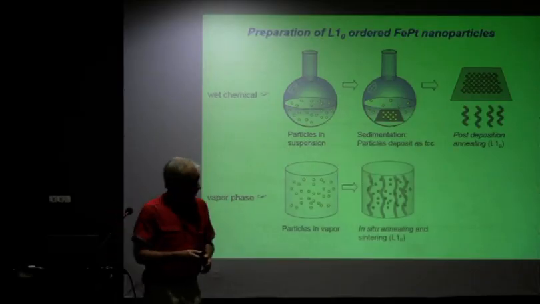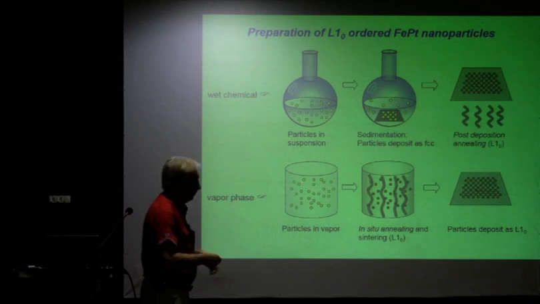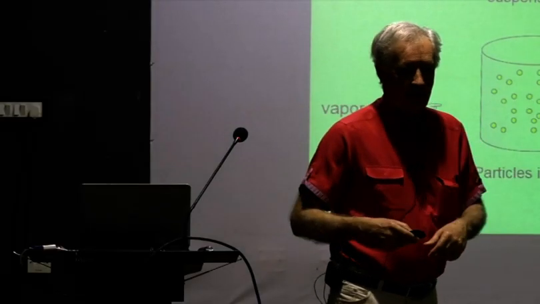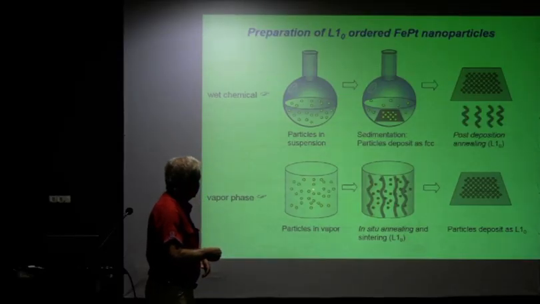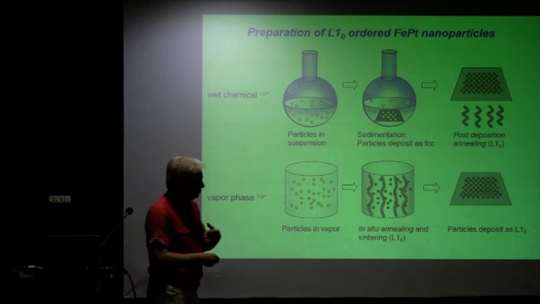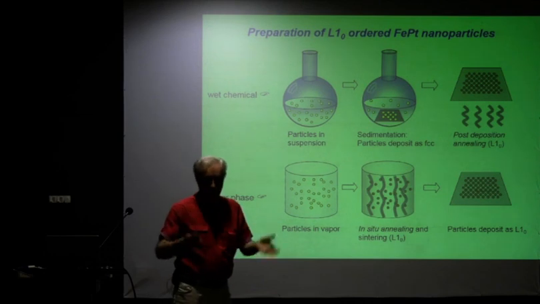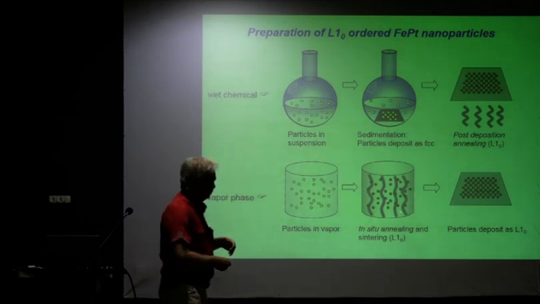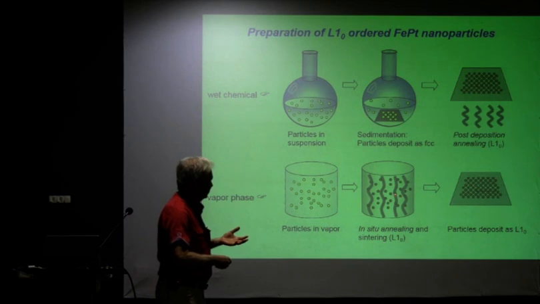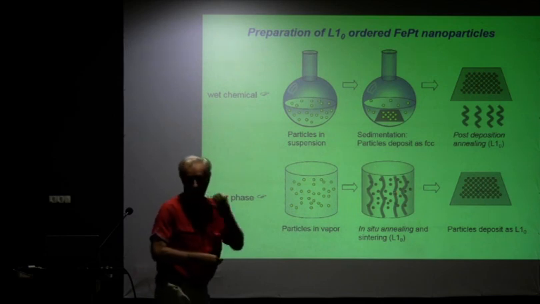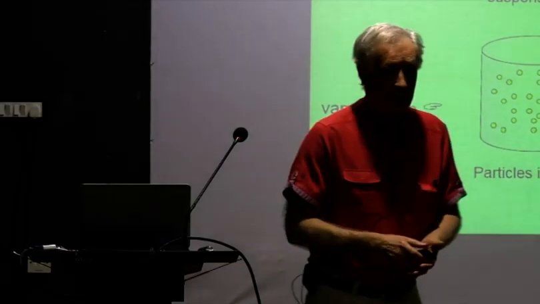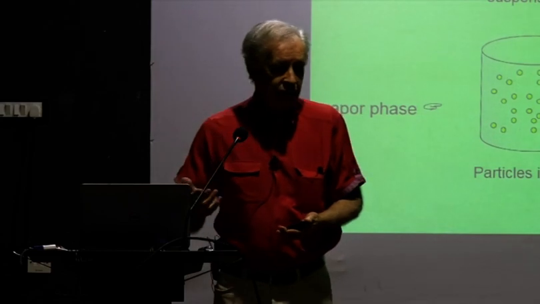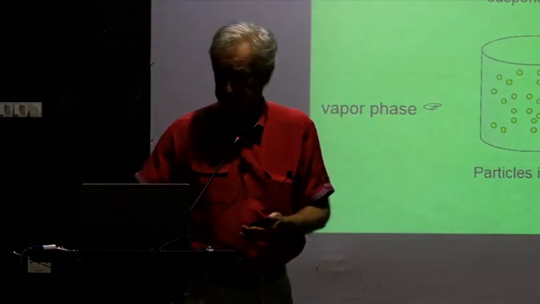Now, in the vapor phase or in the gas phase, you have particles somehow floating around in the gas phase. And then what you can do with these is while they're floating around, you can let them fly through an oven, and then you can anneal them while they are flying. If you can anneal them while they are flying, then you may be able to acquire the L10 state, and what will they do? They will deposit on a surface, and you have clean L10 particles without any chemicals to worry about.